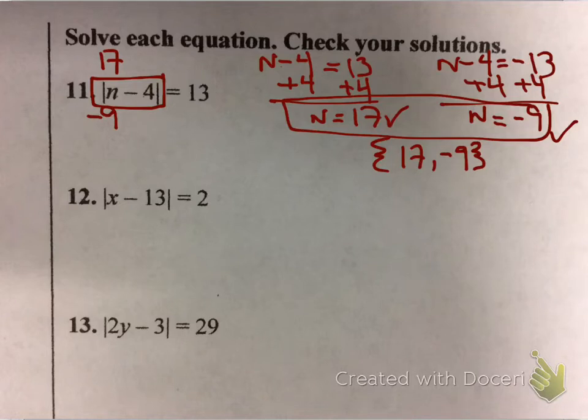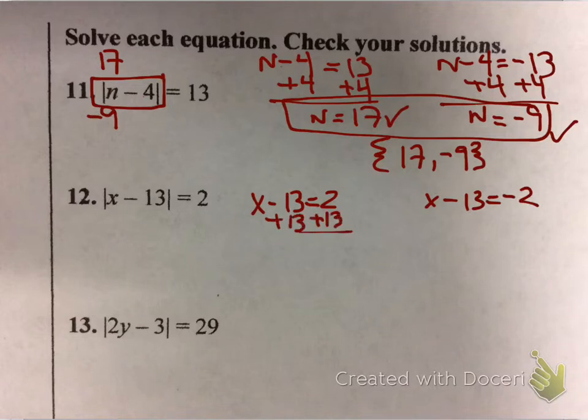Okay, so now next I want to add, same thing here. I'm going to say, okay, its absolute value is isolated, so I'm going to say x minus 13 is equal to 2. X minus 13 is equal to negative 2. So I'm going to add 13 to both sides, and x equals 15. I'm going to add 13 to both sides, and x equals 11.